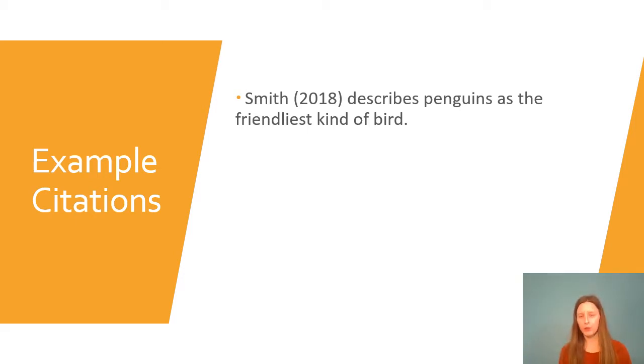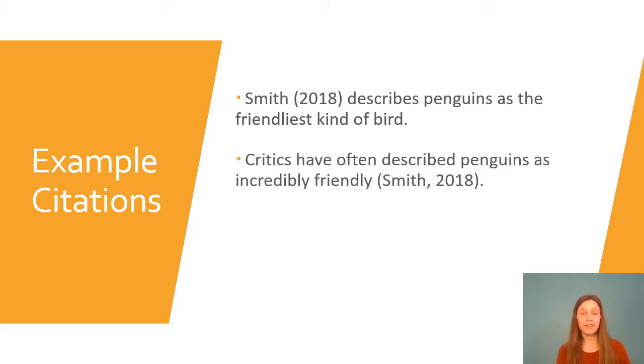But what if you don't want the author's name to be in your sentence? In this case, you might do something more like this. So critics have often described penguins as incredibly friendly, Smith, 2018. So that way you have your sentence about the way critics think, followed by one example, so the citation Smith, 2018, and the full stop afterwards. That's quite a common way of citing.